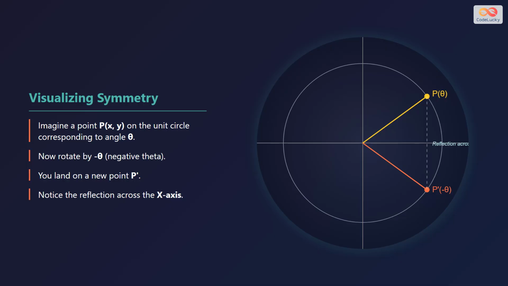To understand the properties, we need to look at the unit circle. Imagine a point P corresponding to an angle theta. Now, if we rotate by negative theta, we land on a new point, P prime. Notice the symmetry here. The point simply reflects across the x-axis. This visual reflection is the key to understanding all the formulas we are about to derive.